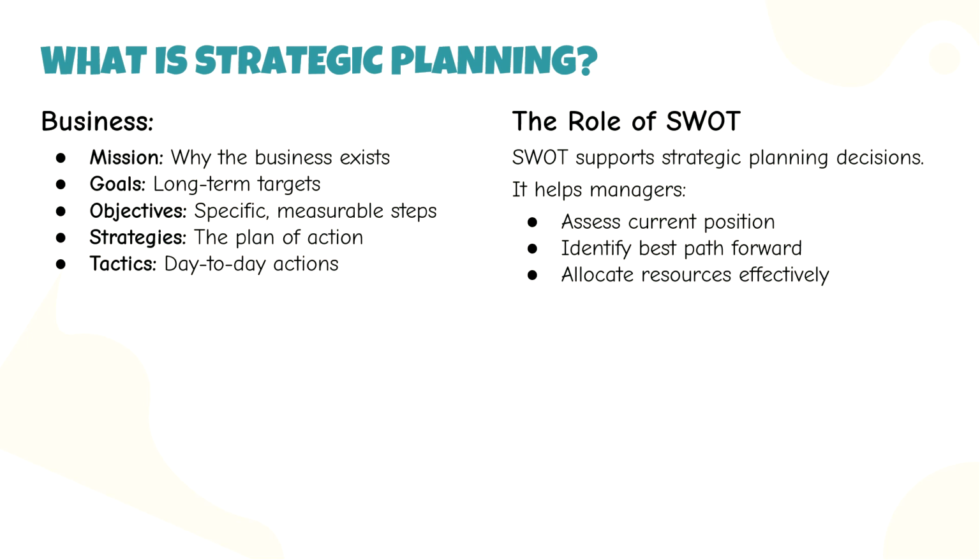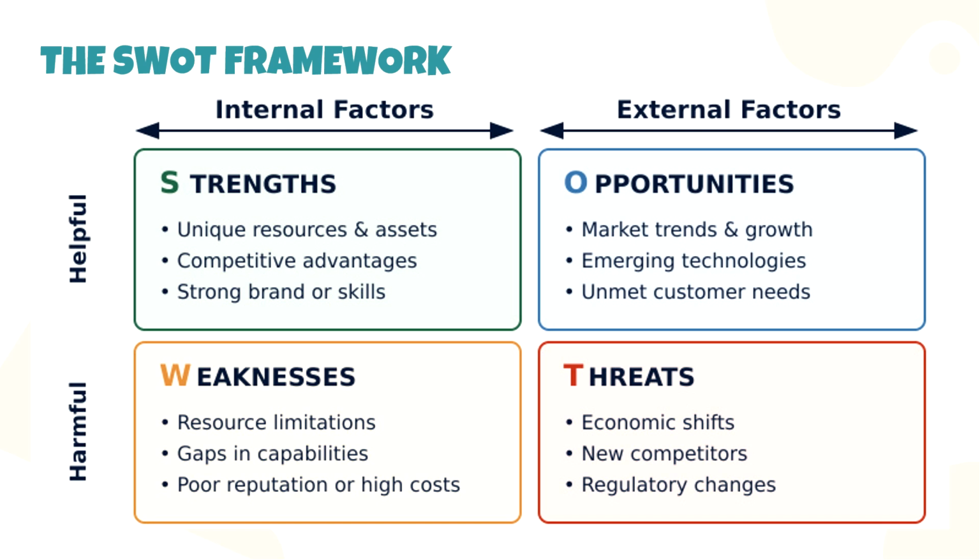Now let's have a look at the SWOT framework. Over here, we have the internal factors on the left. This consists of the strengths in the business as well as the weaknesses. Now, why do we call these internal factors? Because these are the factors that are inside a business. For example, in the strengths, some of the strengths that a business might have could be its unique resources or its assets.